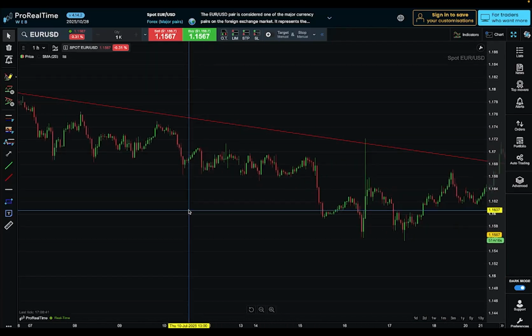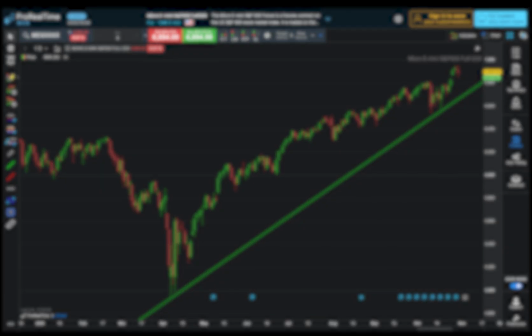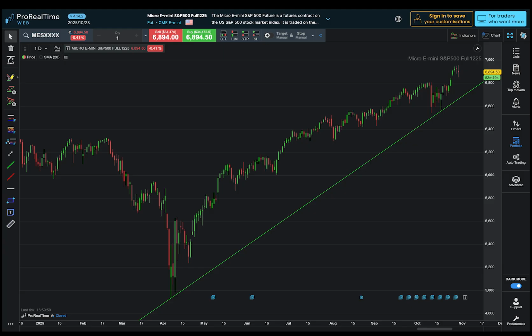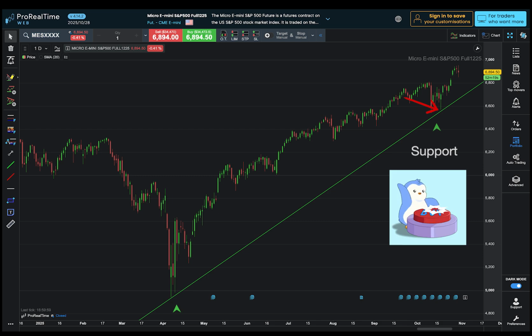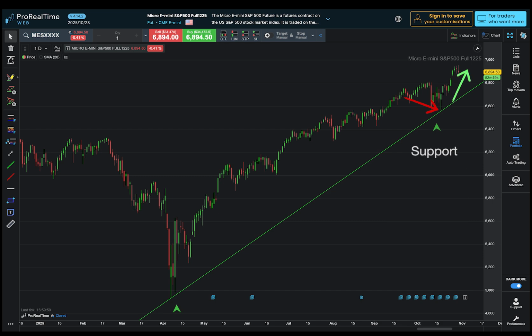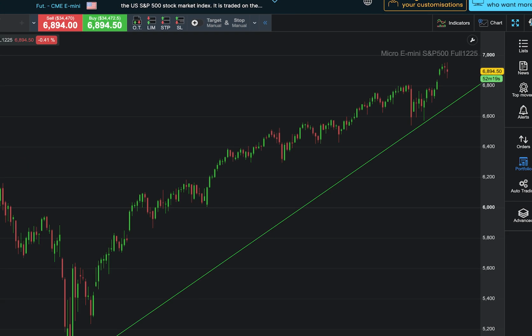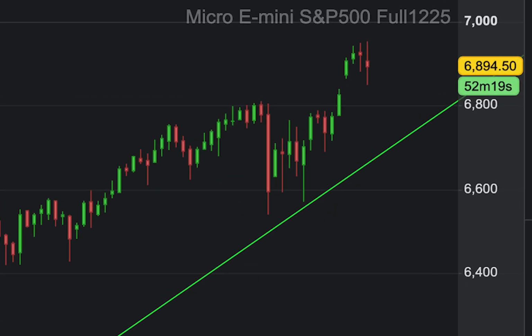Now let's talk about why those peaks and troughs actually matter. In an uptrend, the lows, the troughs, are called support. Support is a price level where buying interest is strong enough to halt a decline. Price drops to that area, buyers step in, and it bounces back up. Usually, a support level is identified by a previous reaction low. That's a spot where buyers defended before.